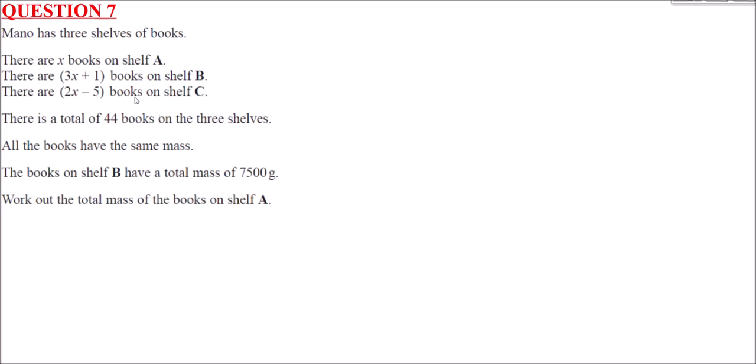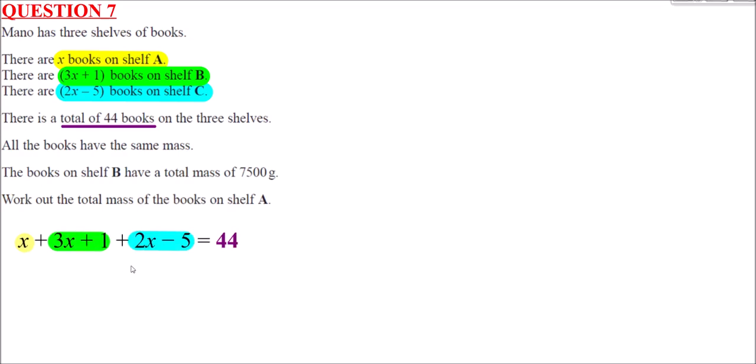So, this one is essentially a problem-solving type question. So there's 3 different shelves, A, B, and C. So I'm going to colour code these yellow, green, and blue. So there's a total of 44 books. So x plus 3x plus 1 plus 2x minus 5 should add up to a total of 44. So we can get an equation from this. So this is the suggested starting point. X plus 3x plus 1 plus 2x minus 5 equals 44.